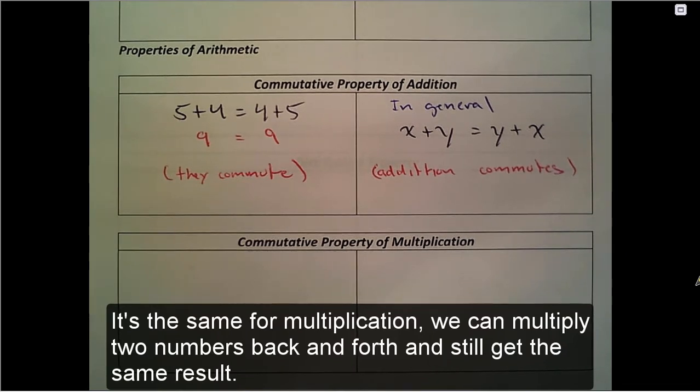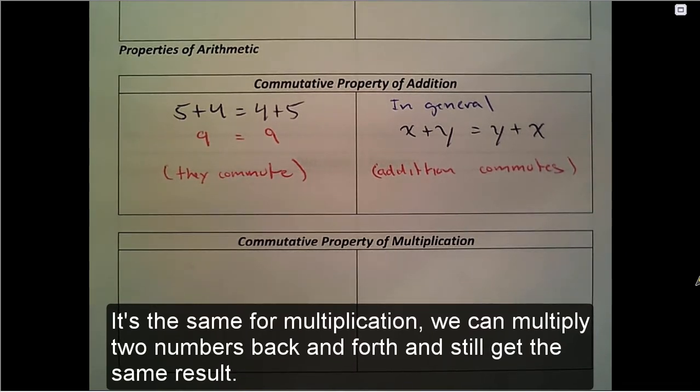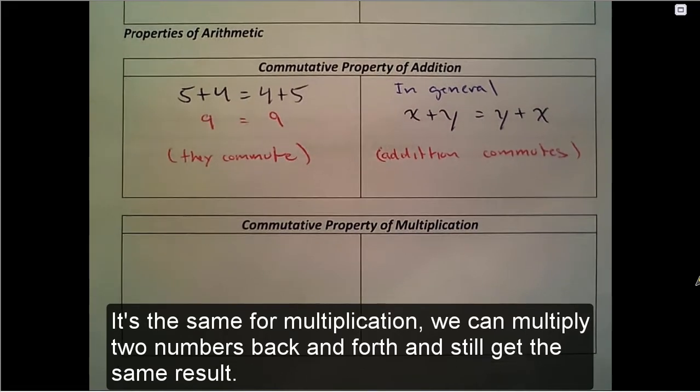It's the same for multiplication. We can multiply two numbers back and forth and still get the same result. Commutative.